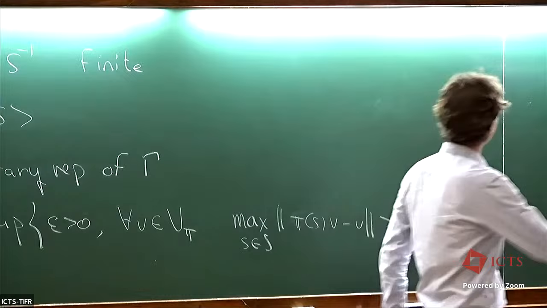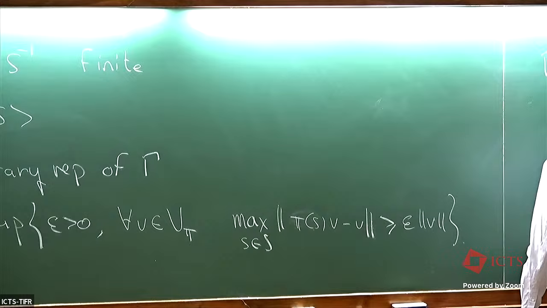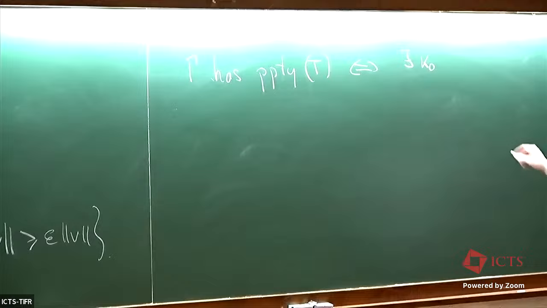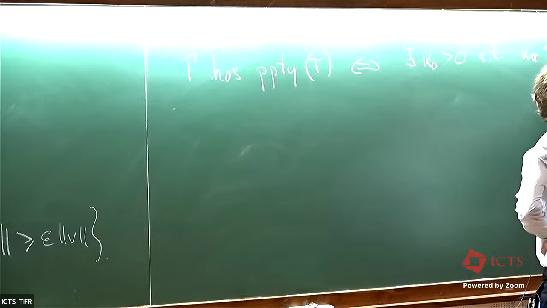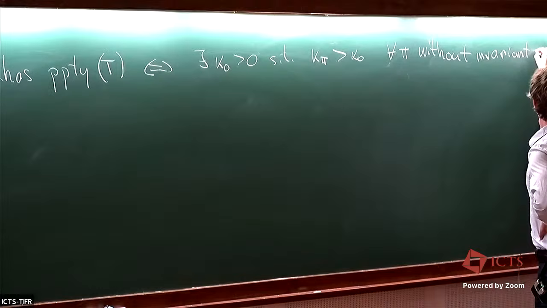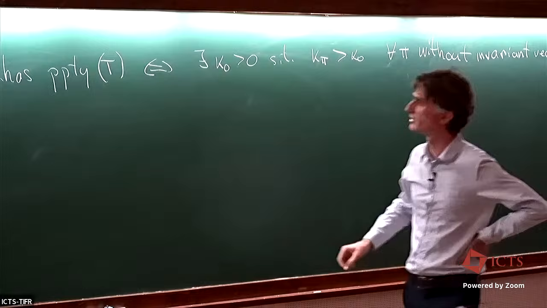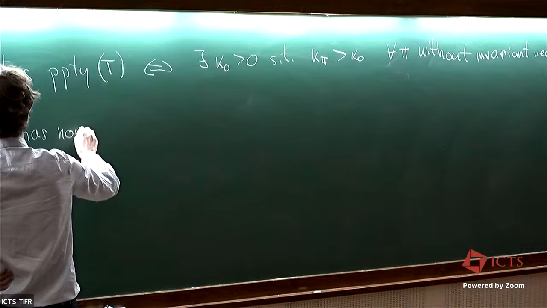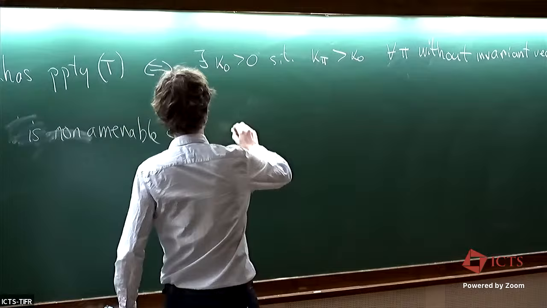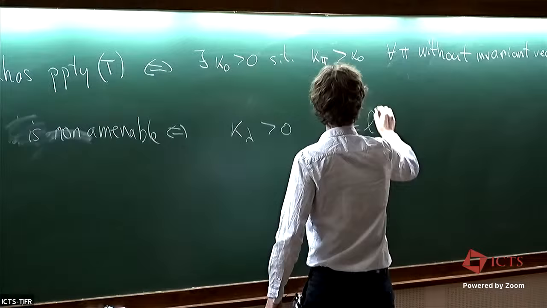With this notation, gamma has property T if and only if you can find some constant k naught such that k pi is bigger than k naught for every pi without non-zero invariant vector. Okay, so that's property T. The same way you can define amenability: gamma is not amenable if and only if k lambda is positive, where lambda is L2 of gamma, the regular representation.